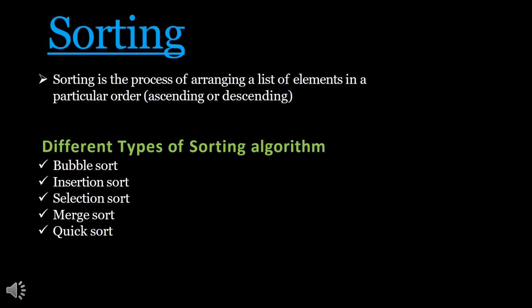Let's start by understanding what sorting is. Sorting is the process of arranging a list of elements in a specific order, either ascending or descending. It's a fundamental concept that makes it easier to search, analyze, and process data effectively. There are various types of sorting algorithms, each with its unique approach and purpose. On this slide, we have listed 5 popular algorithms: bubble sort, insertion sort, selection sort, merge sort, and quick sort.